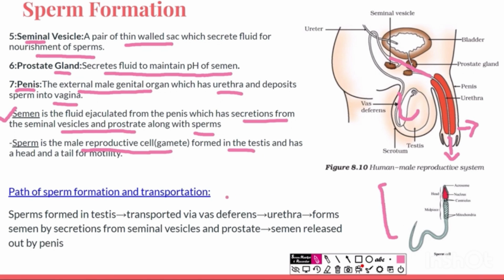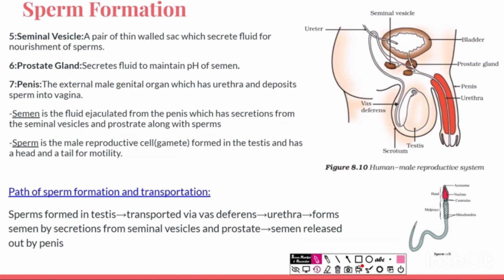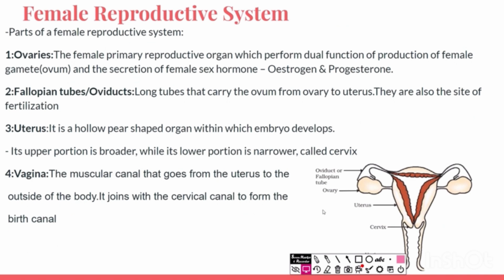Let's see how the sperm is transported in the male reproductive system. So the sperms are first formed in the testes over here, then they are transported by the vas deferens to the urethra, and then due to the secretions of the seminal vesicles and the prostate, they form the semen. Now the final semen is released out or ejaculated out by the penis. So this is how the sperms are formed and transported in the male reproductive system. I hope the complete male reproductive system is clear to you. Let's move ahead to the female reproductive system.